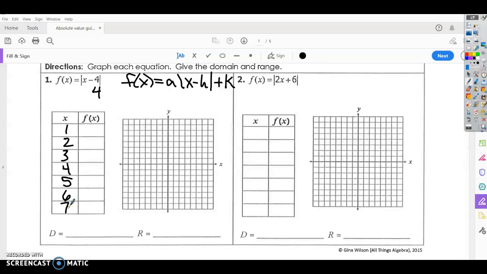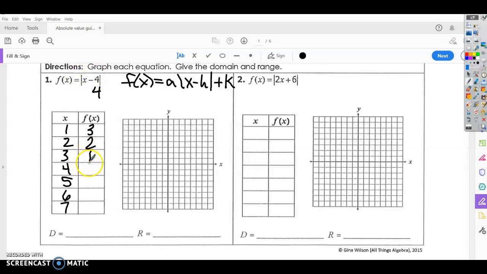Then I'm going to plug those numbers into the equation to solve for y. Remember, this is my independent variable. I get to choose these, and then I plug them in to find f of x, or my y. So 1 minus 4 is negative 3. The absolute value of negative 3 is 3. Plug 2 in, I get negative 2. Absolute value of negative 2 is 2. Take 3 minus 4, I get negative 1. Absolute value of that is 1.